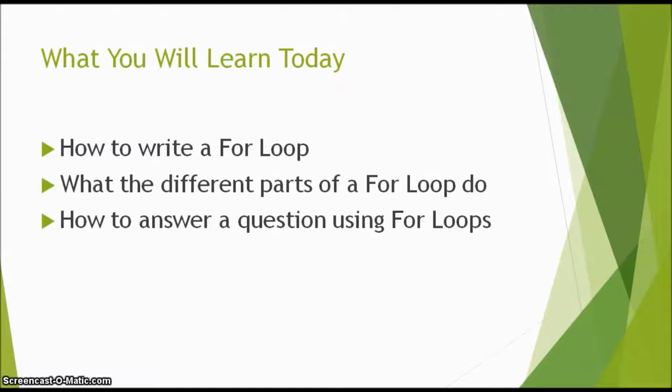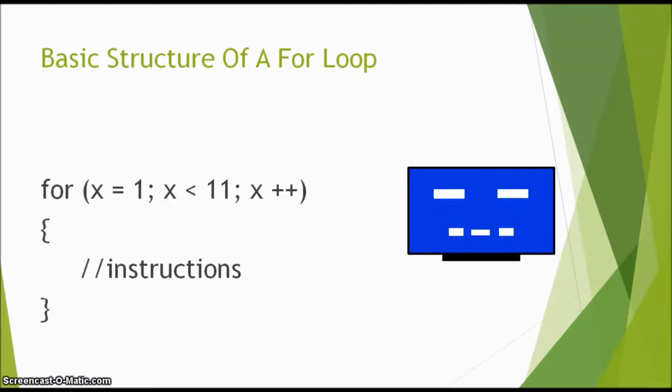What you're going to learn today is how to write a for loop, what the different parts of a for loop do, and how to answer a question using one. This here is the basic structure of a for loop. As you can see, there's three main parts inside the bracket, and the instructions on the outside.